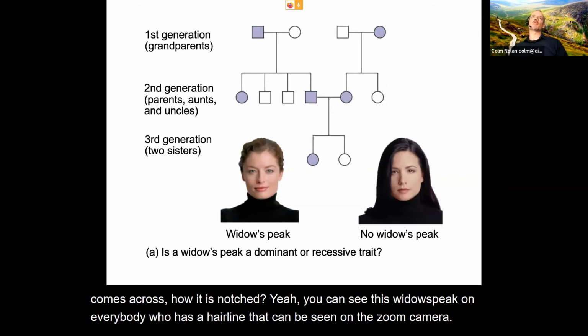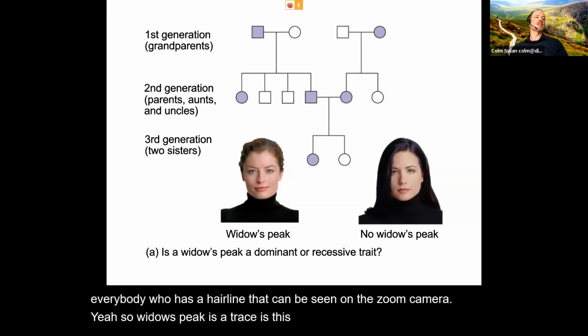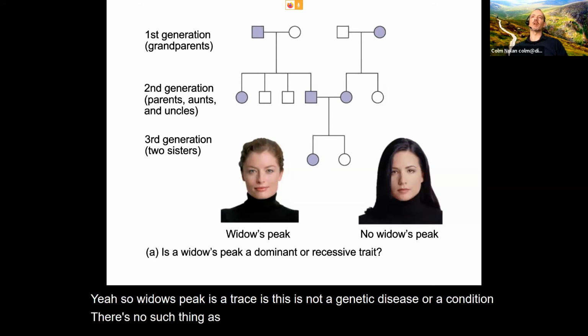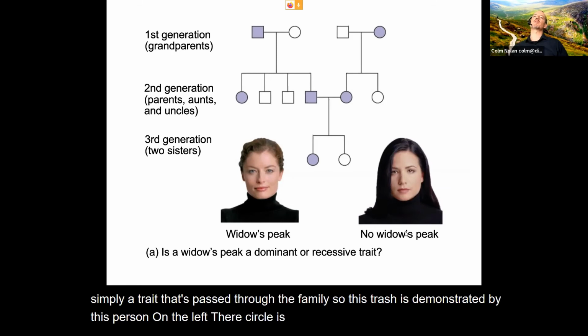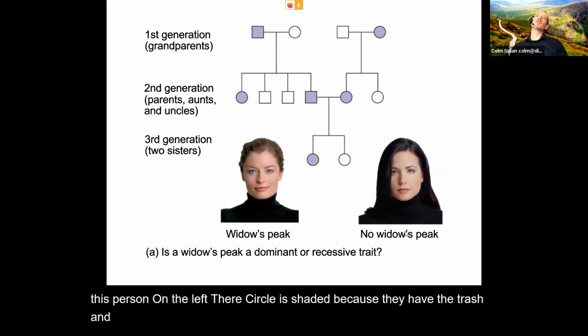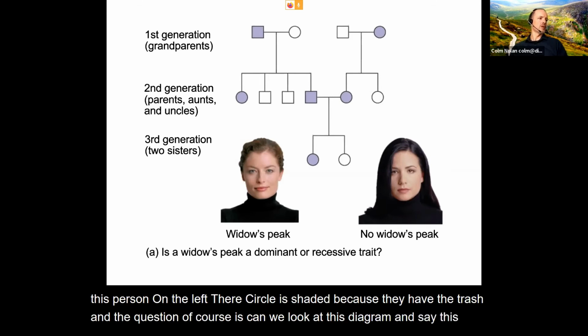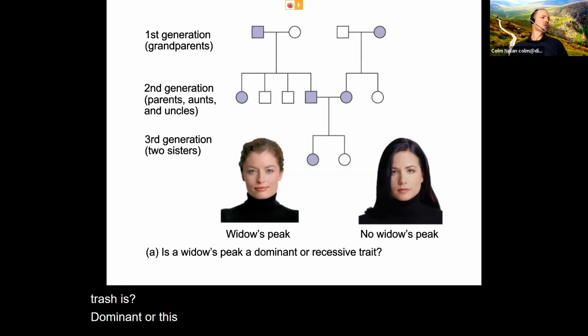So widow's peak is a trait. This is not a genetic disease or a condition. There's no such thing as being right or wrong when it comes to it, but it's simply a trait that's passed through the family. So this trait is demonstrated by this person on the left. Their circle is shaded because they have the trait. And the question, of course, is, can we look at this diagram and say, this trait is dominant or this trait is recessive? So we need to look at those terms again.